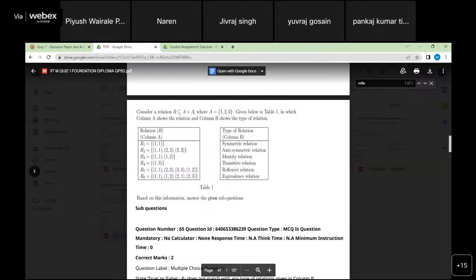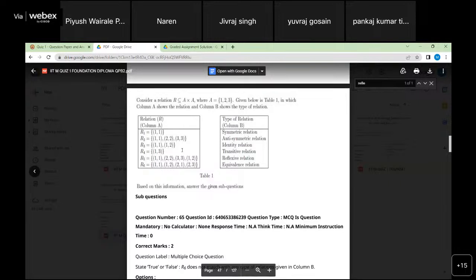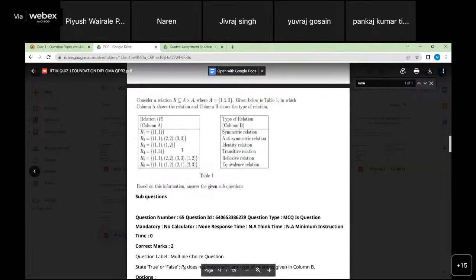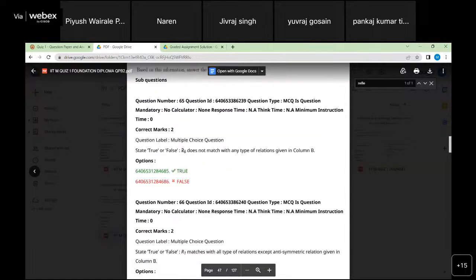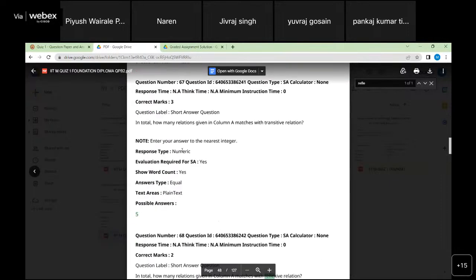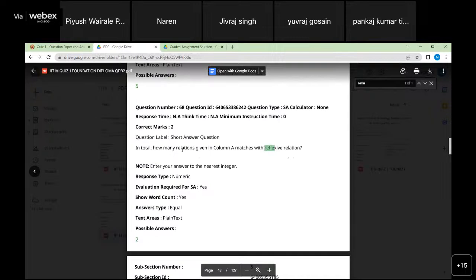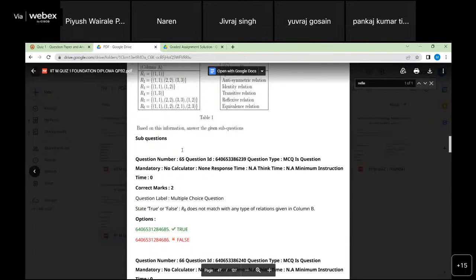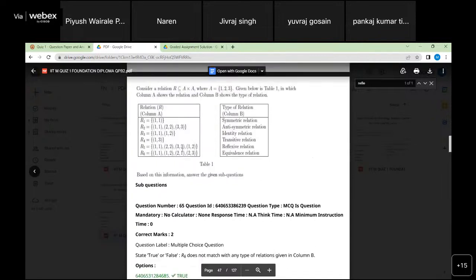All the elements in the set have to be there: 1, 1, 2, 2, 3, 3, like that. Because in our previous question paper, one question was there: if it is reflexive, what will be the cardinality of subset R? I'm just telling the minimum. The answer was, what is the subset relation if it is reflexive.